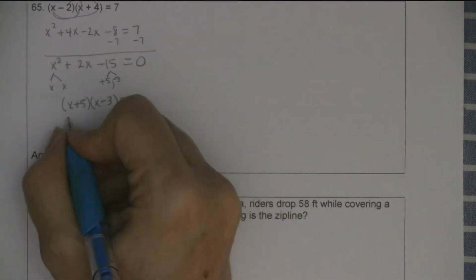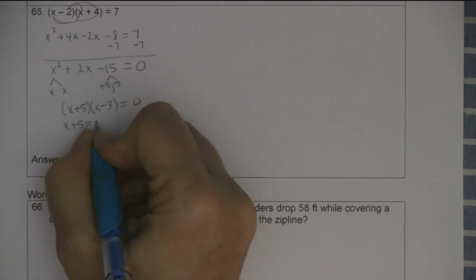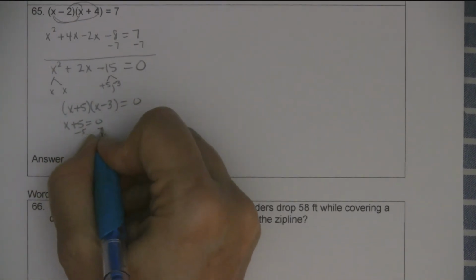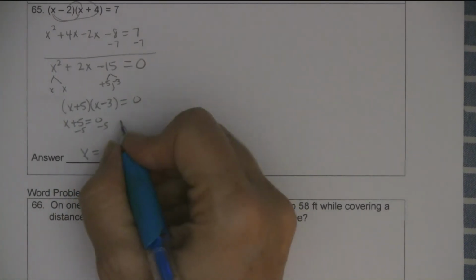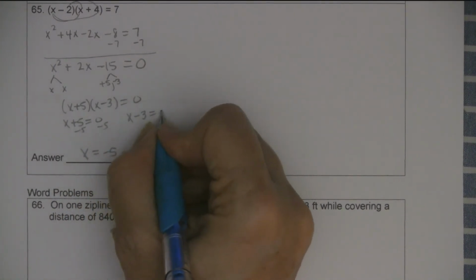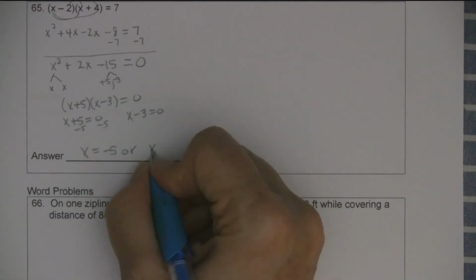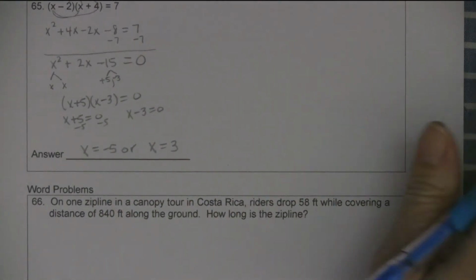Equals 0. So x plus 5 equals 0. I'm going to take away 5. I get x equals minus 5 for one of my answers. And my other answer, x minus 3 equals 0. Add 3, add 3. I'm going to get x equals 3 for the other answer.